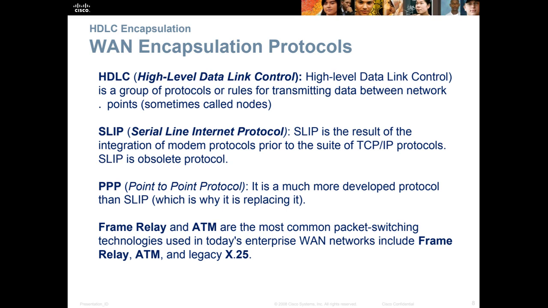SLIP is Serial Line Internet Protocol. But this is an old protocol. It's obsolete now. Very slow. We have PPP, which is a much more developed protocol than SLIP, and it replaced it. Then we have Frame Relay and ATM, used in today's enterprise WAN networks, and legacy X.25. X.25 also is old now. Nobody is using it.